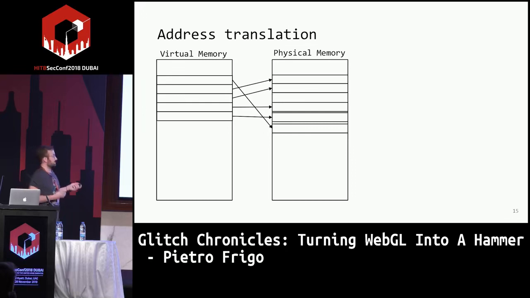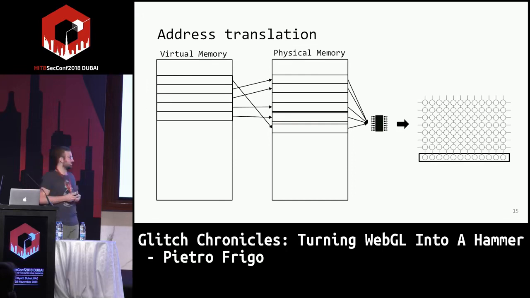And then after this, there is also another step. So you have the memory controller that decides where to map it to DRAM for you. So you'll have quite a few steps of indirection that provide you with these contiguous rows.